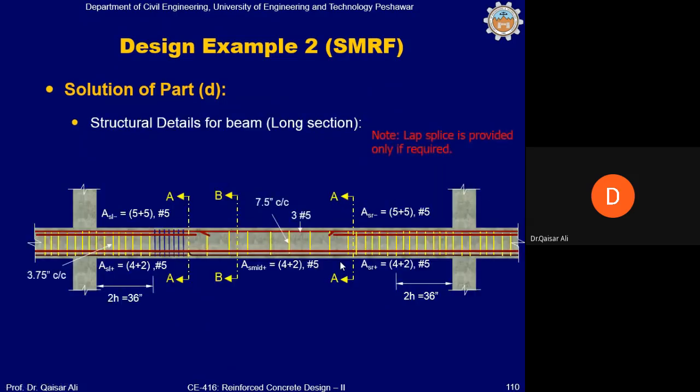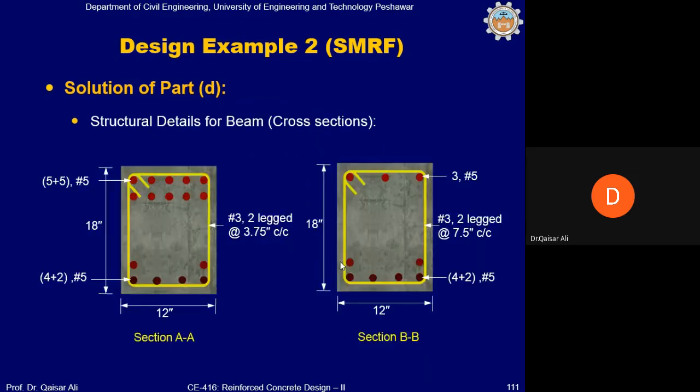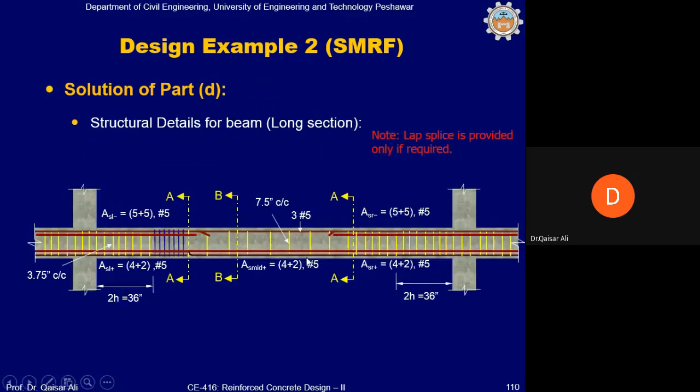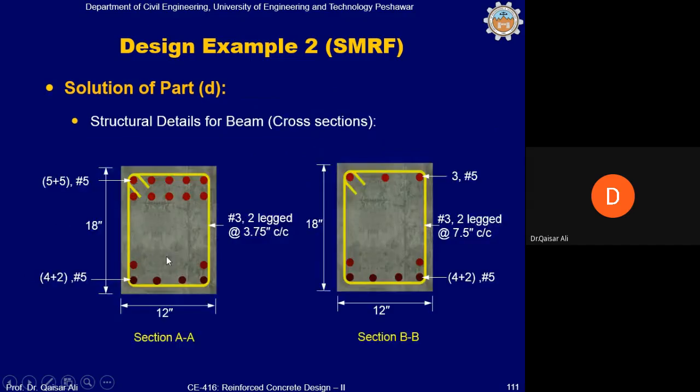This is the complete final beam flexure as well as transverse reinforcement with the sections shown here. 4 plus 2 bars, 4, 5 plus 5 bars. This is the lap location. You see 5 plus 5 bars is top, 4 plus 2 bars is bottom reinforcement. Okay, in section BB, only 3 bars on the negative side are being continued.